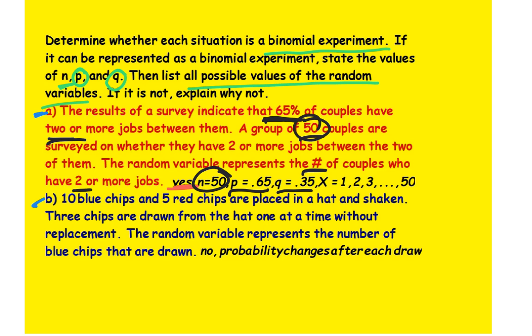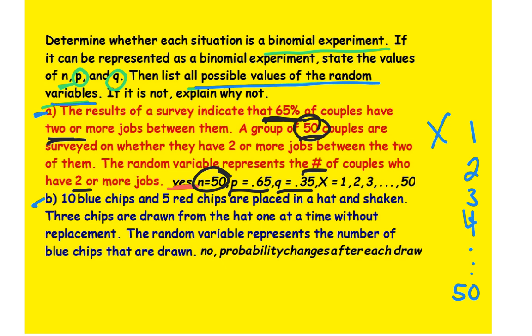Listing all the possible values of the random variable, well, that's x. What could x be? Well, we could have had couple 1, couple 2, couple 3, couple 4, all the way up to couple 50. So x is 1, 2, 3, all the way up to 50. Now let's look at part B.